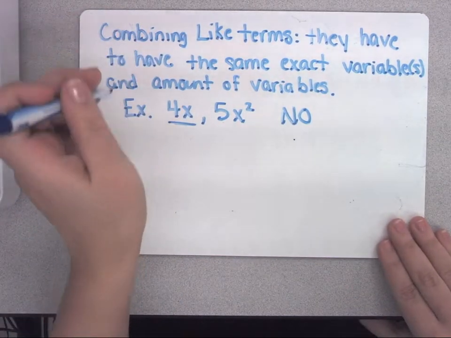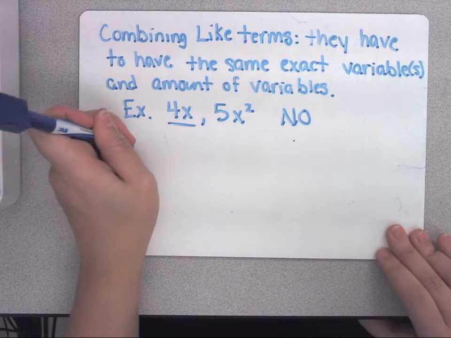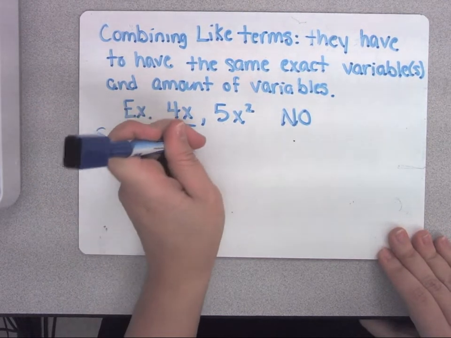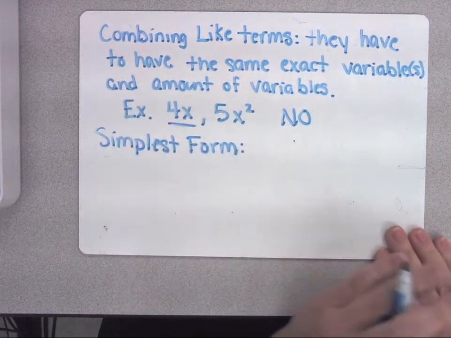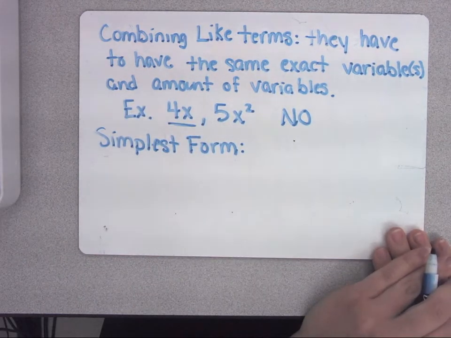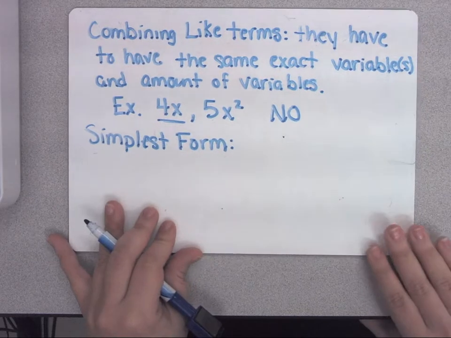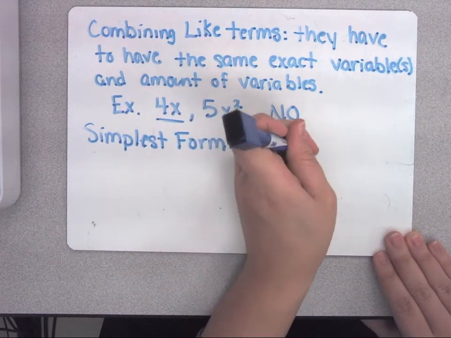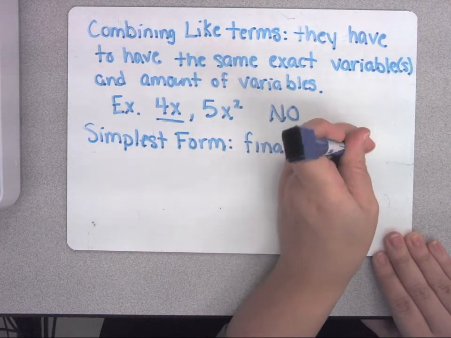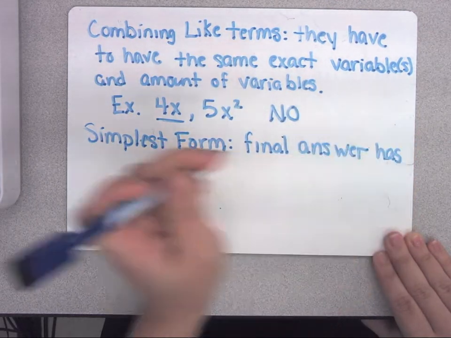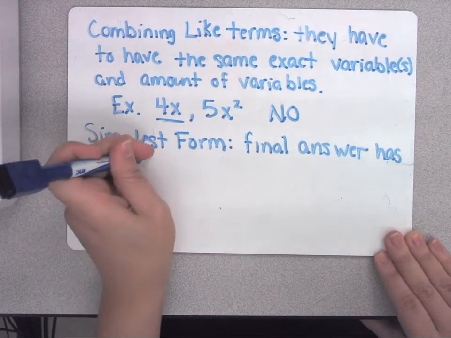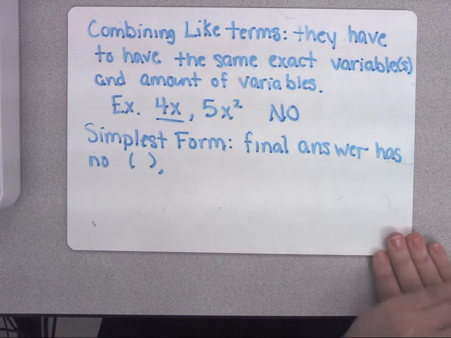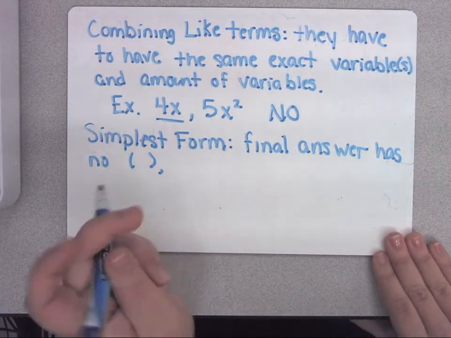Next definition is simplest form. Okay, what this means, it means all kinds of things. First, our final answer has no parentheses, right? Because that means we could have distributed something. That's why we have our order of operations. Parentheses comes first. That's why we get rid of it.